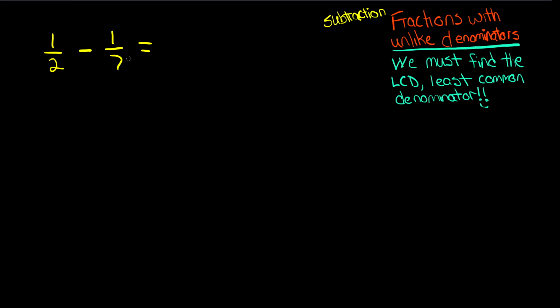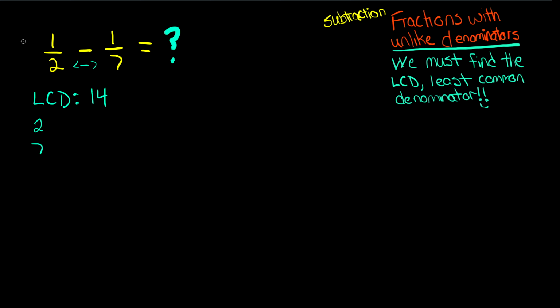We are now moving on to subtracting fractions with unlike denominators, and the same rule applies. We must find the least common denominator between these two numbers. So we have 1/2 minus 1/7 equals a question mark. So what are we going to do? Well, we are going to find the least common denominator. So what is the least common denominator between 2 and 7? And just like the other shortcut method, we can already kind of see that it's going to be 14.